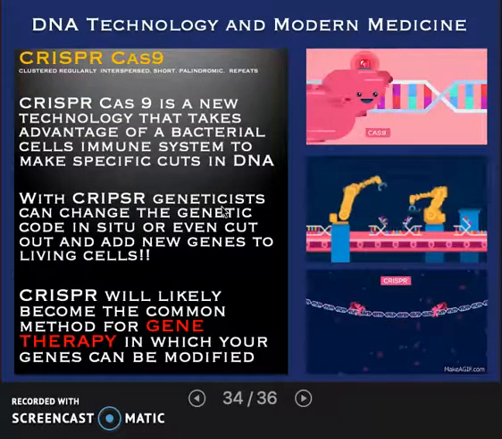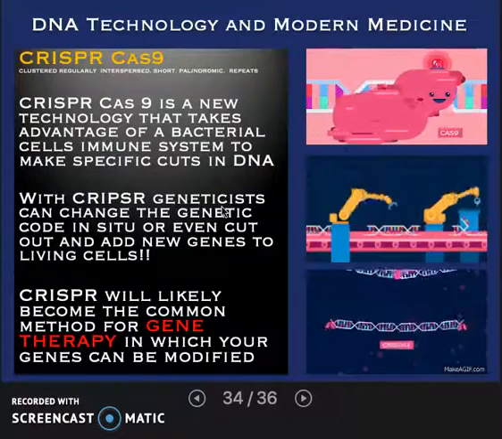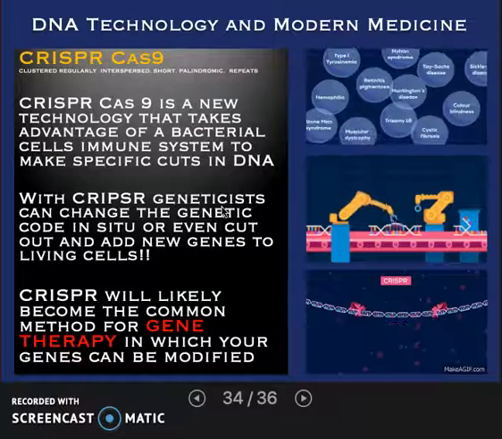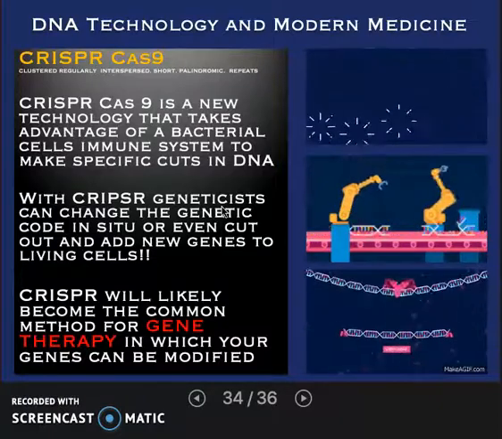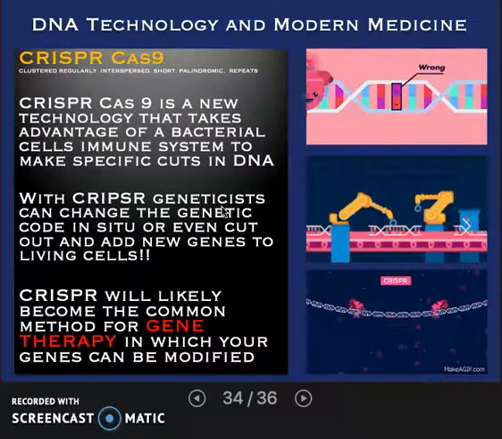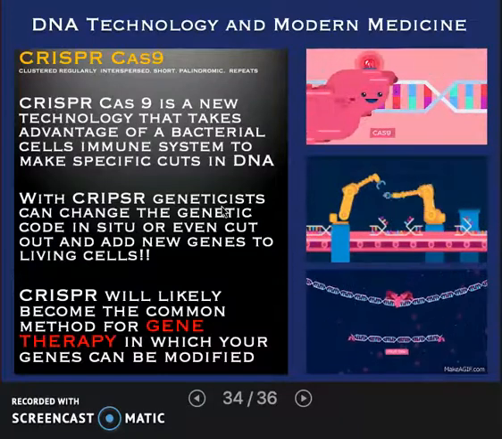And so the procedure is called CRISPR-Cas9, and it allows you to make very specific cuts in very specific places. And you can cut things out and you can add things in. And that's the silver bullet for genetic engineering, all right?